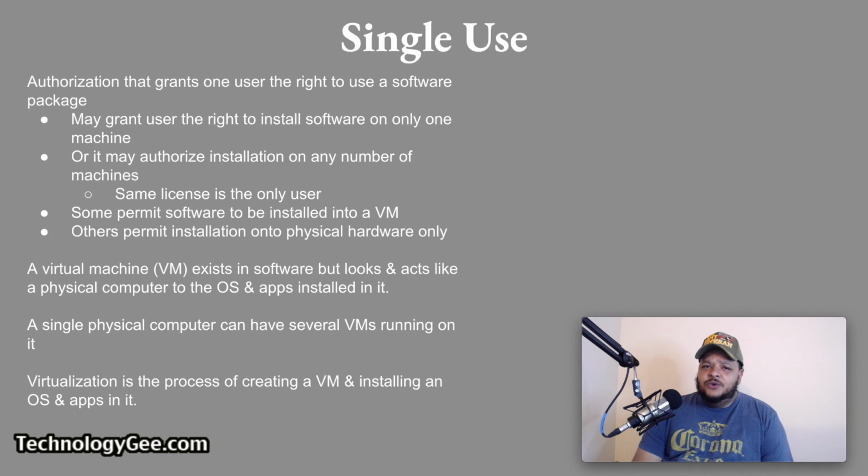As a side note, a virtual machine, also known as a VM, exists in software but looks and acts like a physical computer to the operating system and apps installed in it. A single physical computer can have several VMs running on it. Virtualization is the process of creating a VM and installing an operating system and apps in it.